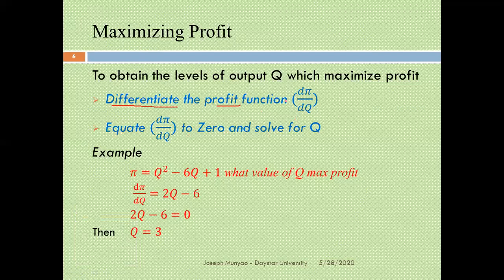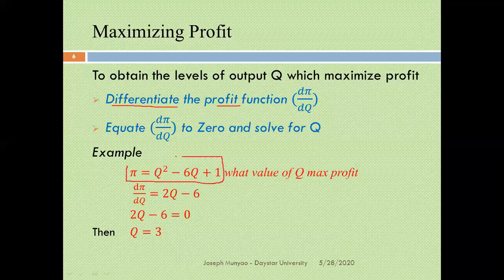Now, then you equate that derivative to 0, and then you solve for q, and that will be the value at which the profit of that organization is maximized. Now, suppose the profit function is given by that. At what values of Q is the profit maximized?